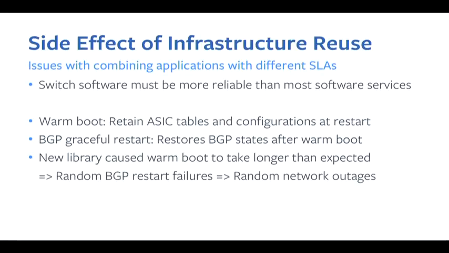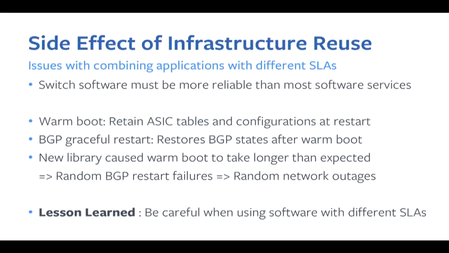We found that a new software library that we added in the last commit randomly caused warm boot to take longer than expected, which caused BGP Graceful Restarts to time out, which resulted in random network outages. It took a while to debug, and the lesson we learned from this experience is that although we are treating FBOSS as just another software service at Facebook, we should be very careful about blindly including external libraries, as switch software has different SLAs versus a generic software service.